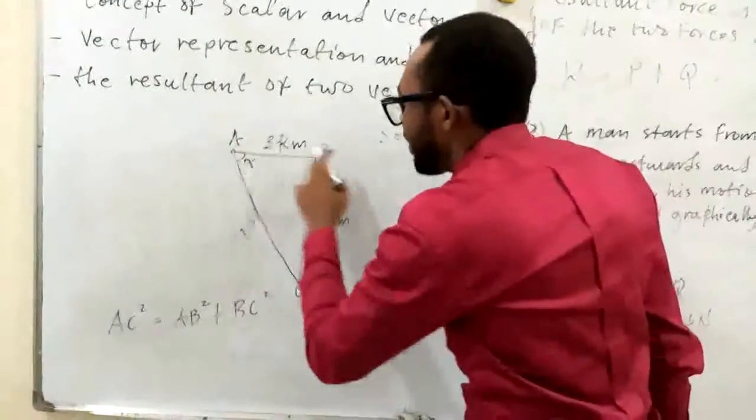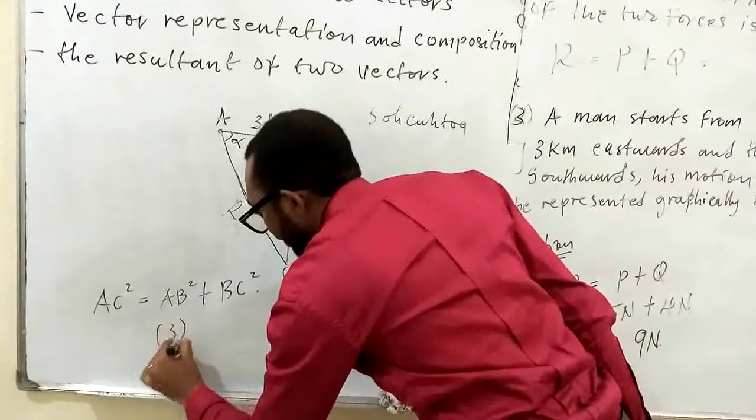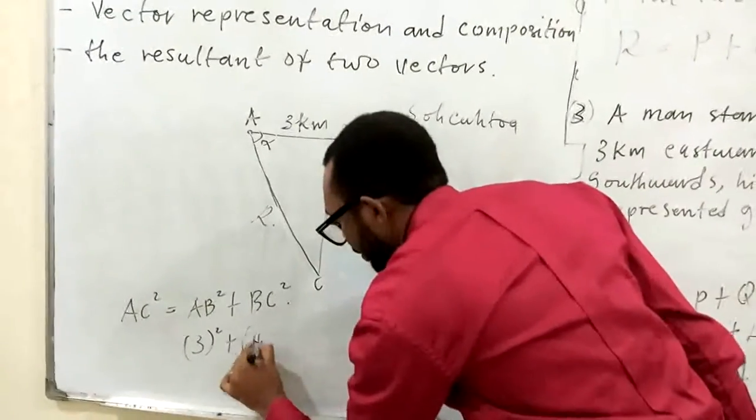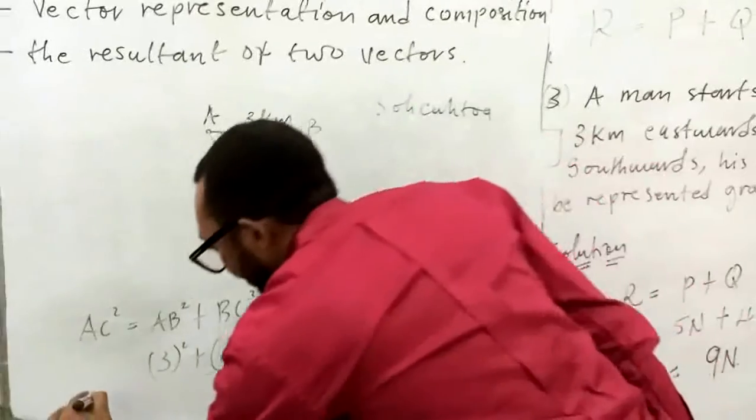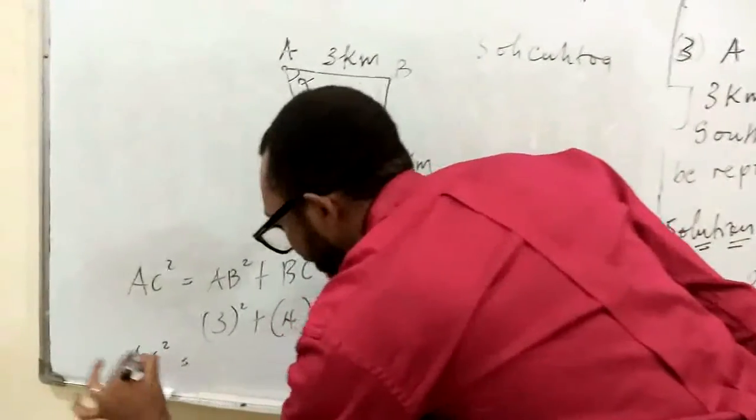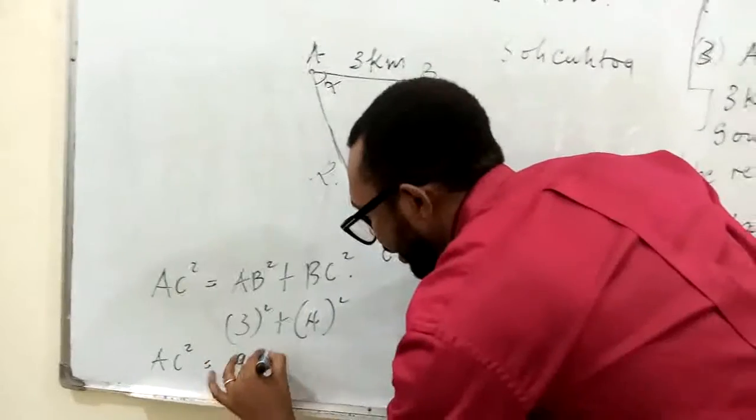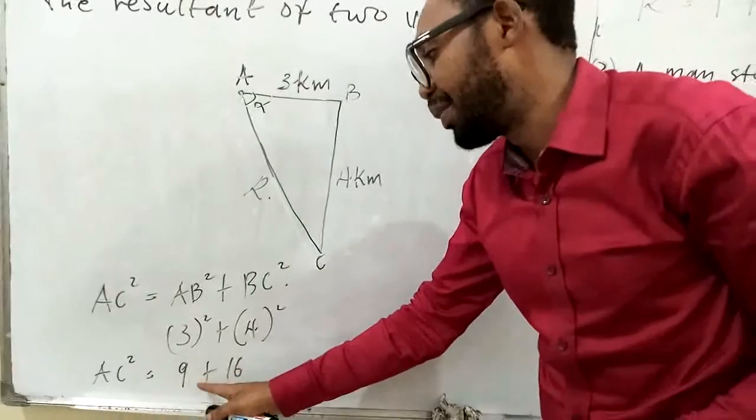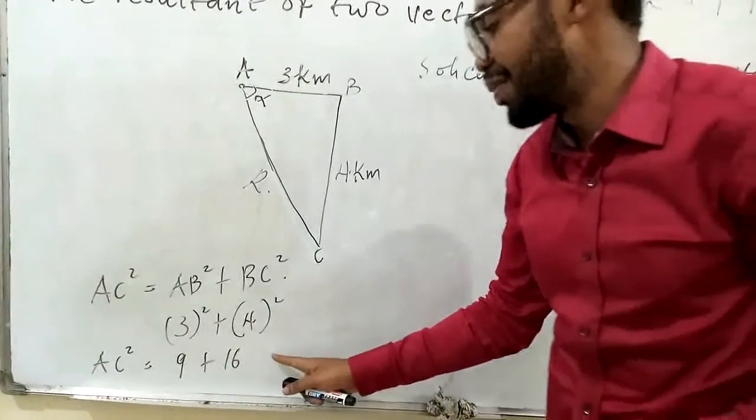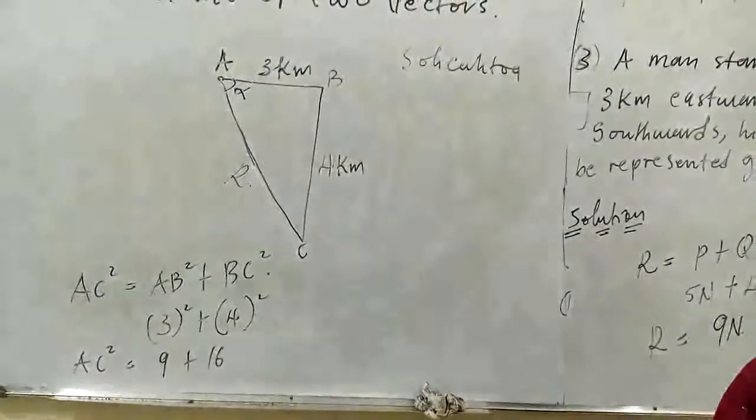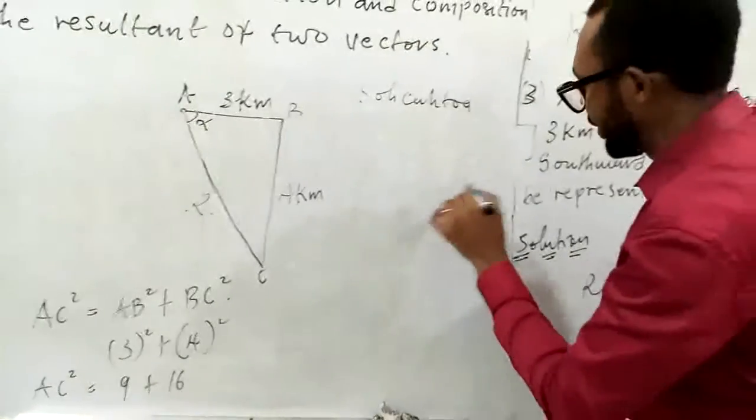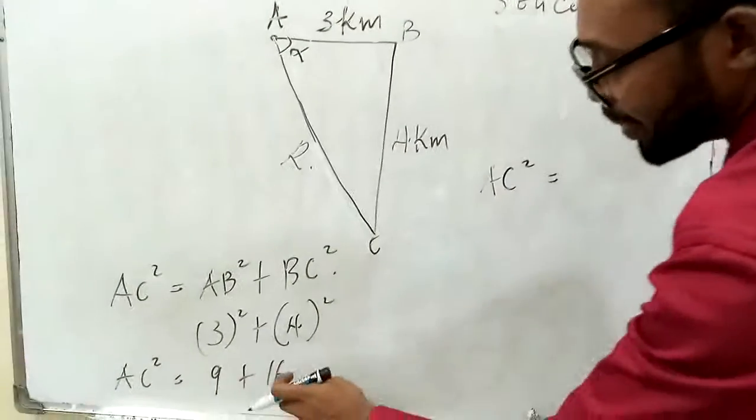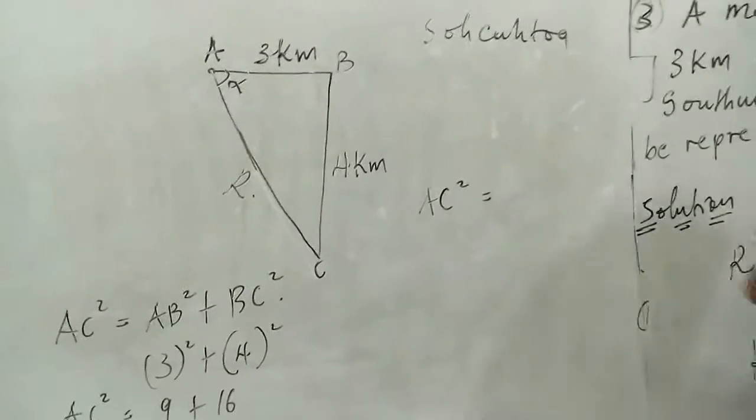So AB is 3 squared plus BC is 4 squared. So we have AC squared equals 9 plus 16. Because the square of 3 is 9, and the square of 4 is what? 16. I think I should use this side of the board to finish it off. Now, AC squared is equal to 9 plus 16 is what? 9 plus 16 is 25.